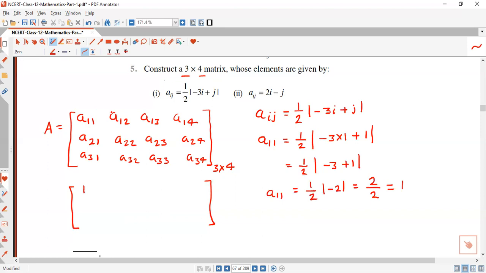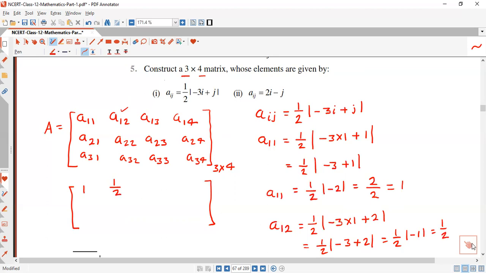Now I want to find the next value, A12. A12 means i equal to 1 and j equal to 2. 1 by 2 mod of minus 3, with i equal to 1 and j equal to 2. Simplify this: half mod of minus 3 plus 2, half mod of minus 1 comes out 1 by 2. So the value of A12 will be 1 by 2.